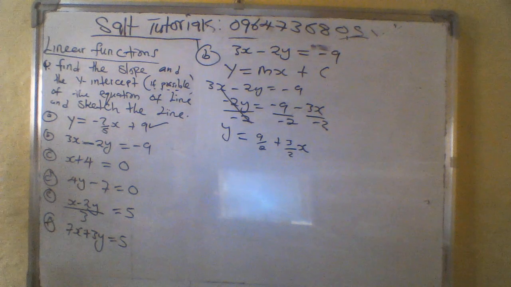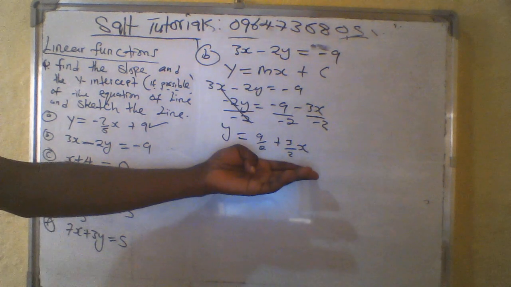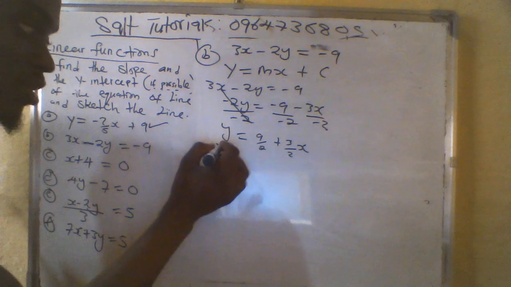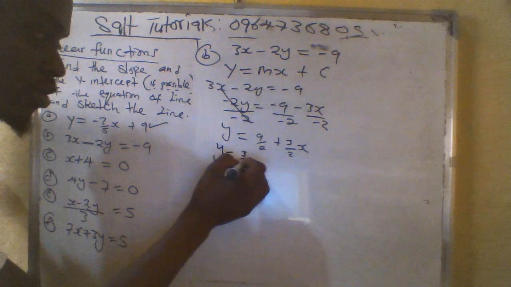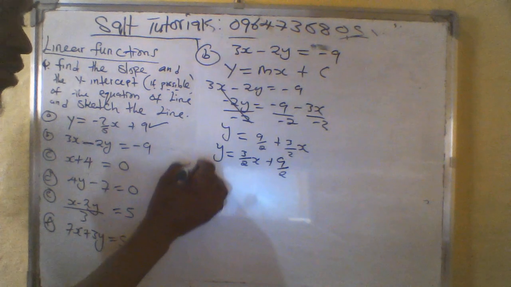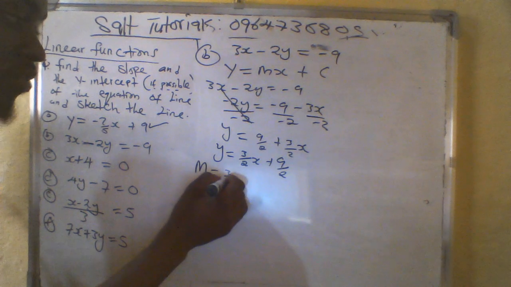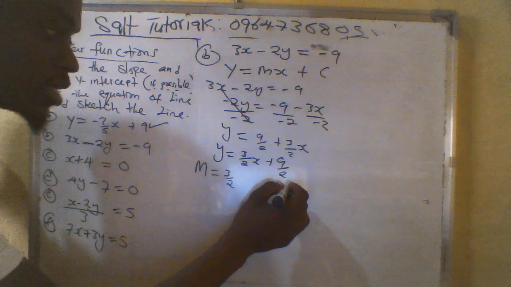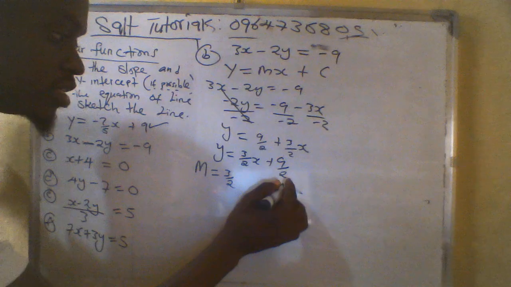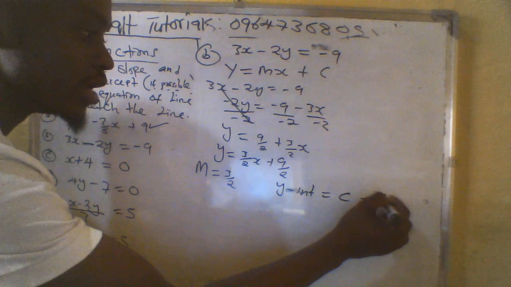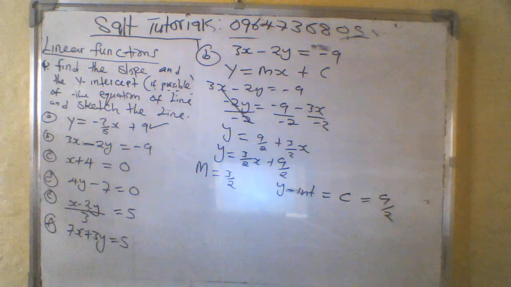This is what I'm going to have. So we rewrite it in this format. Obviously, the x term comes first, and this becomes y equals +3 over 2x plus 9 over 2. So from this, what do I have? My gradient m is equal to 3 over 2, and my y-intercept is basically the value of c, isn't it? It is equal to 9 over 2. And you're done.